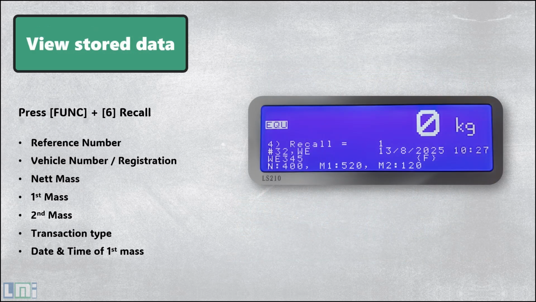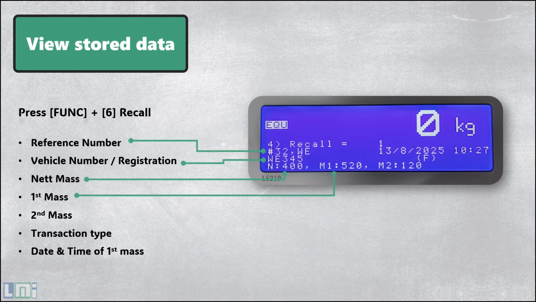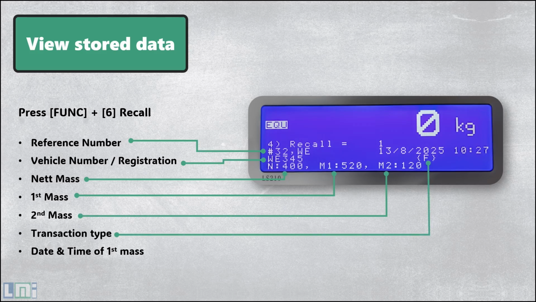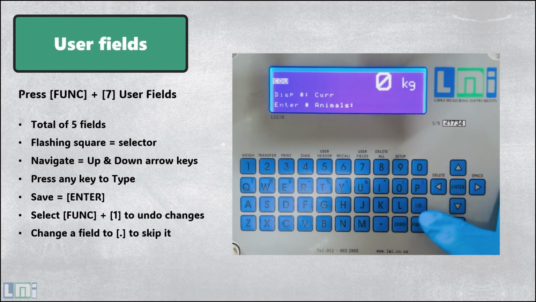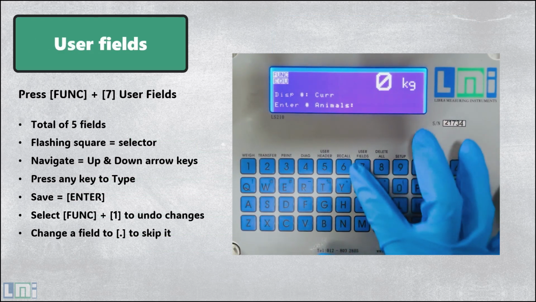So, to view previous sessions data, you'll need to select the function key and then number 6. The following data will be shown, which includes the reference number, vehicle number or registration, net mass, first mass and second mass, the transaction type, and lastly, the date and time of the first mass. Just take note, if the second mass is not yet recorded, there will be no values given to net mass and second mass.